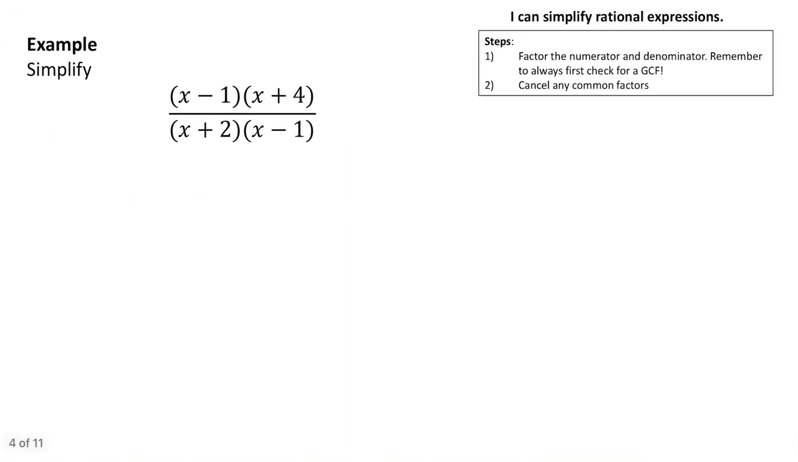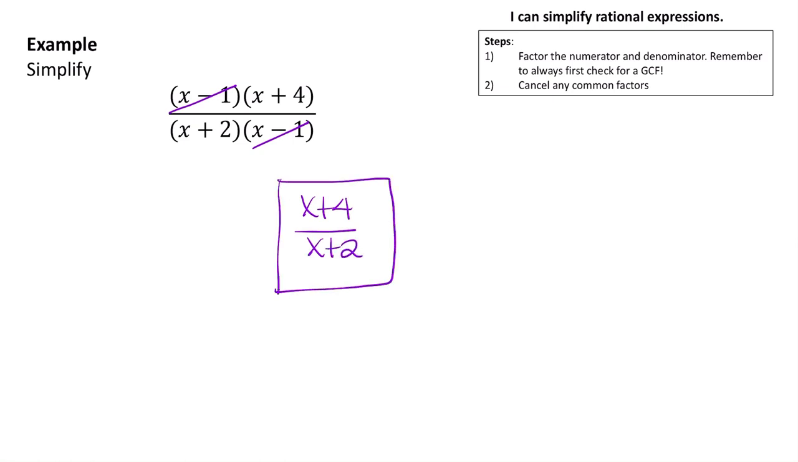So let's look at this example. This is our best sort of example because notice everything is already factored. So what you're going to do is look for common factors in the numerator and denominator, and then cancel them. You can see here we have an x minus 1 in the numerator and denominator, so we can cancel them. And this whole entire expression is going to simplify to x plus 4 over x plus 2. And so that is now our final answer.